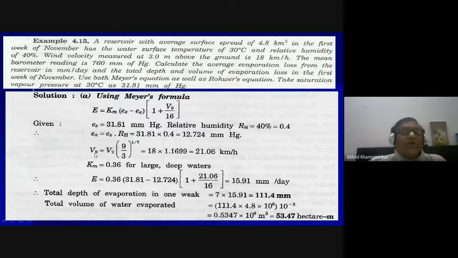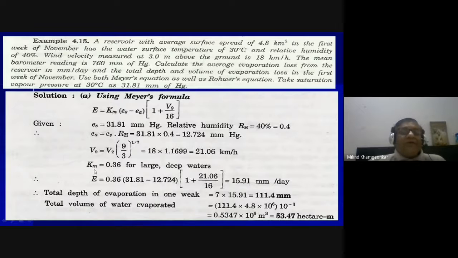For V9, we have the formula V_H1 upon V_H2 is equal to H1 upon H2 raised to 1/7, or 0.143. Using that formula, we can find the velocity at 9 meters above the ground. We have been given the velocity at 3 meters above the ground. So V9 is equal to V3 multiplied by 9 upon 3 raised to 1/7, which comes as 18 into 1.1699, that is 21.06 kilometers per hour. KM for a large spread and deep water is 0.36, which has been given in the formula itself.